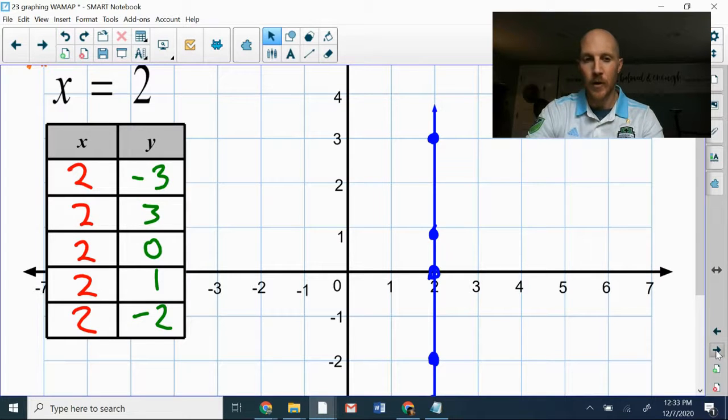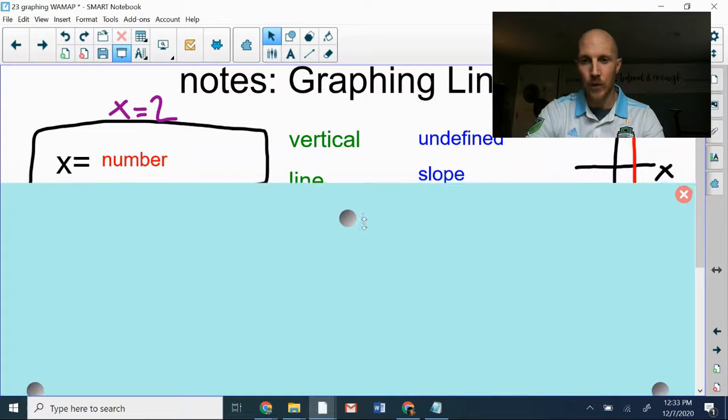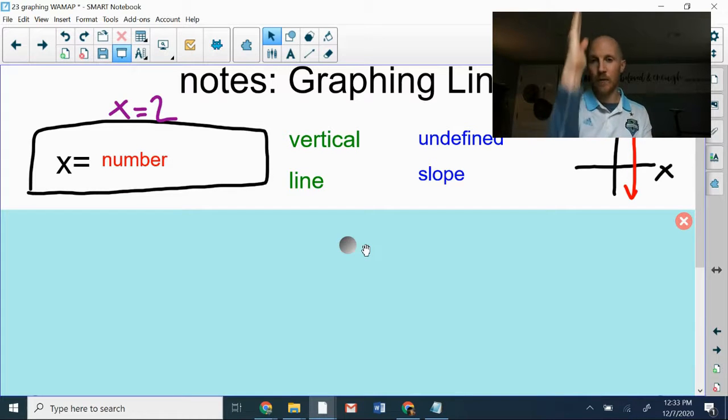Let's see if we can find out what's going to happen with this equation. The 3 types of graphs that we're going to look at, let's start with the first one, x equals a number. So like the one we just saw, x equals 2, that's an example. But it could be x equals any number. Every single time that's going to create a vertical line.